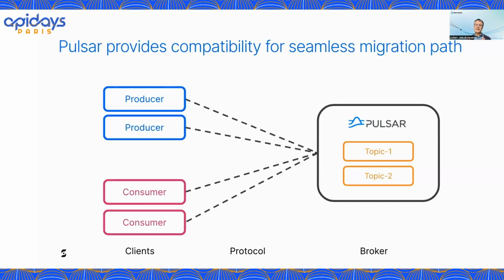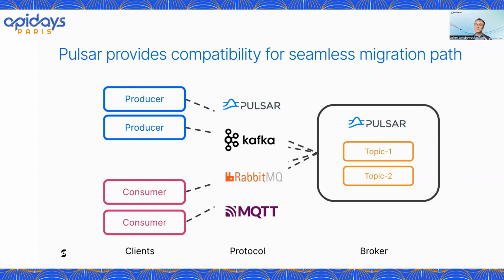Messaging and streaming involve clients and a broker, right? They communicate using a protocol. Pulsar provides its own binary protocol, but with the addition of protocol handlers, Pulsar becomes compatible with Kafka clients, RabbitMQ clients, and MQTT clients. So by leveraging your existing apps, you can avoid the need to rewrite everything and ensure a seamless migration path.